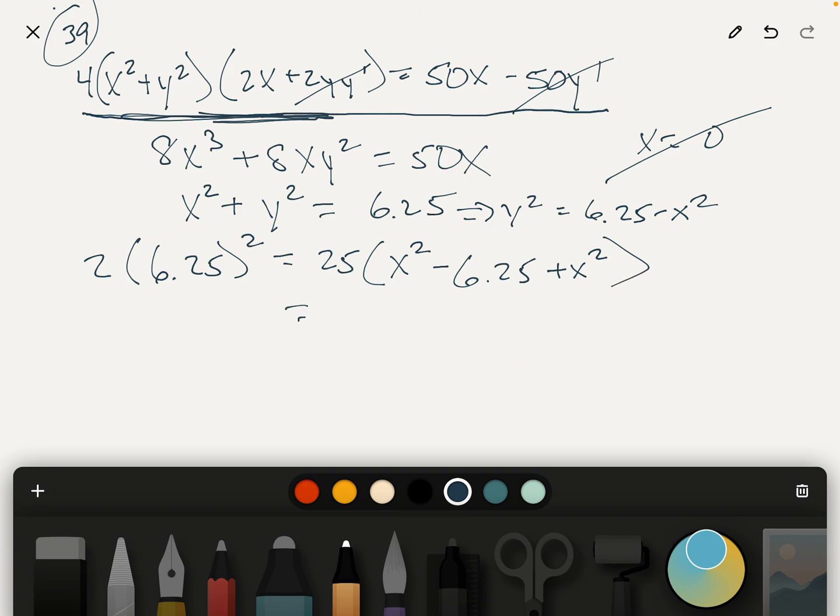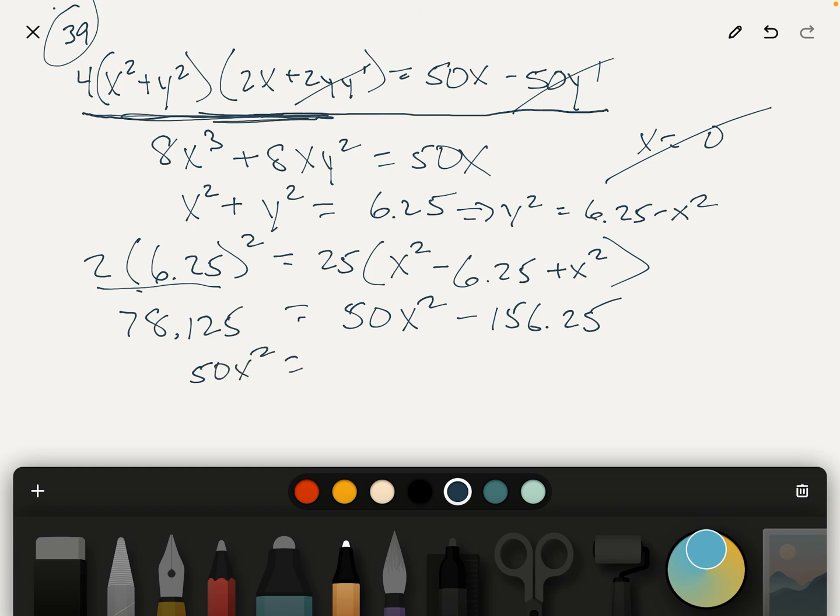And let's see, when you multiply all of this out, I got 78.125 on the left, and then this is 50x squared minus, I got 156.25, and so 50x squared, I got that equals 235.375, and x squared equals 4.6875. I'm not sure. It seems like I've done everything right here.